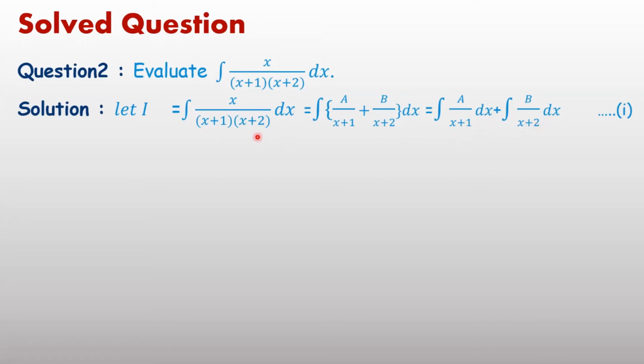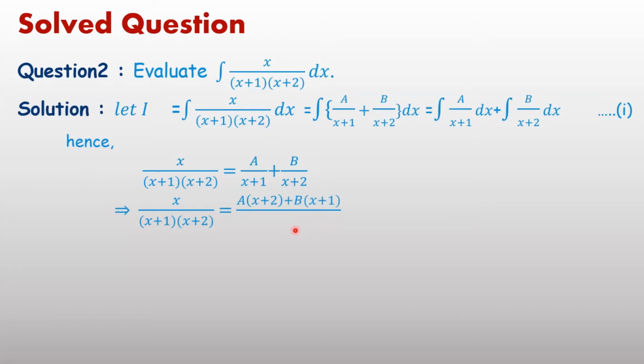Now your main objective: in place of x upon (x + 1)(x + 2), we are writing a upon x + 1 plus b upon x + 2. Now we have to find the values of a and b such that LHS equals RHS. Means x upon (x + 1)(x + 2) equals a upon x + 1 plus b upon x + 2. In the RHS, take the LCM.